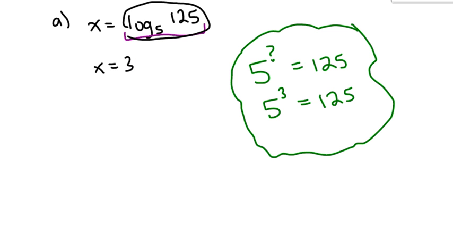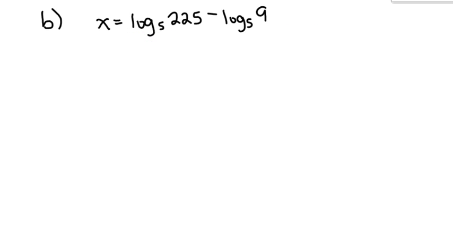All right, so let's move forward and look at B. Again, in this question, I'm solving for x, but x is already completely isolated on the left side. So let's just look at what's on the right, because that's what we need to evaluate. What I have is two log expressions. They're both base 5, and they're subtracted.